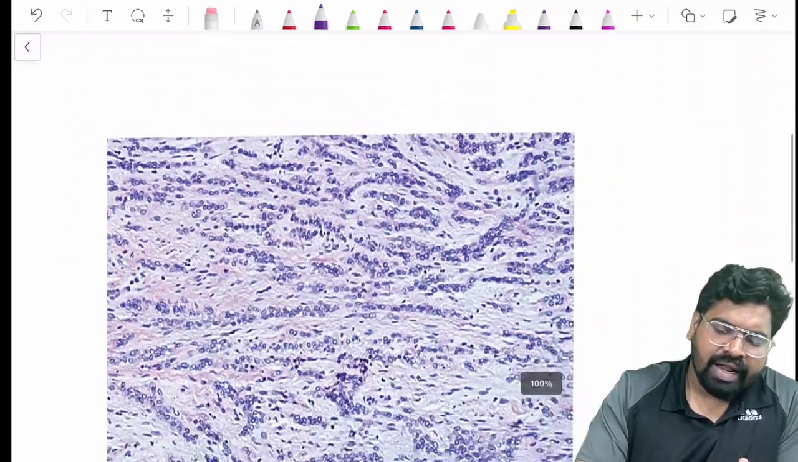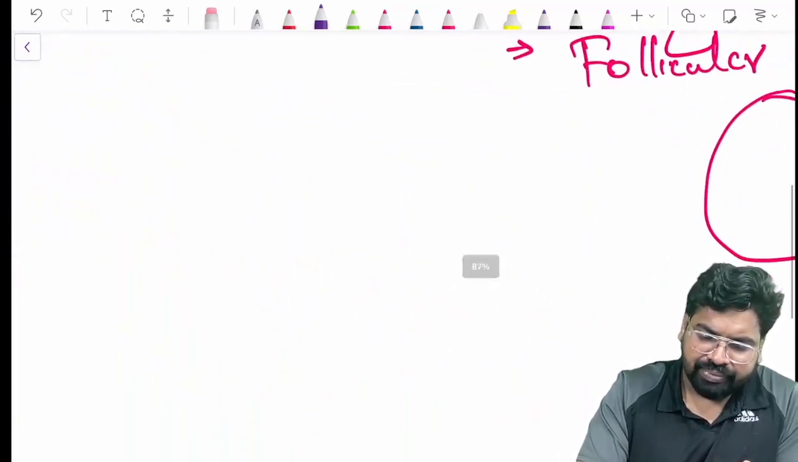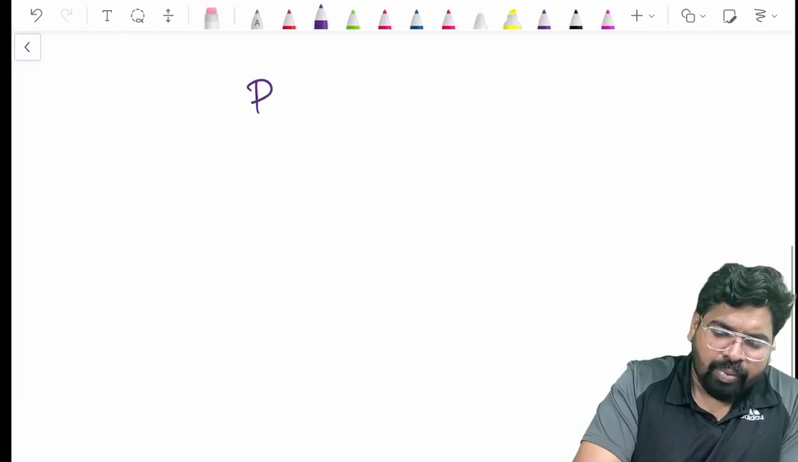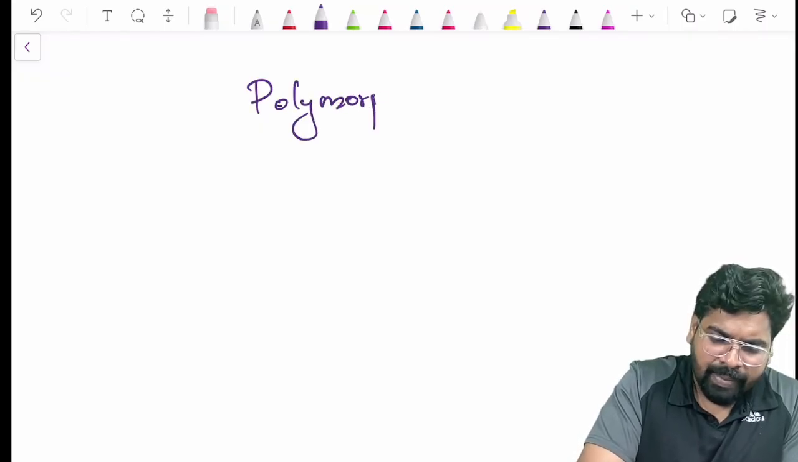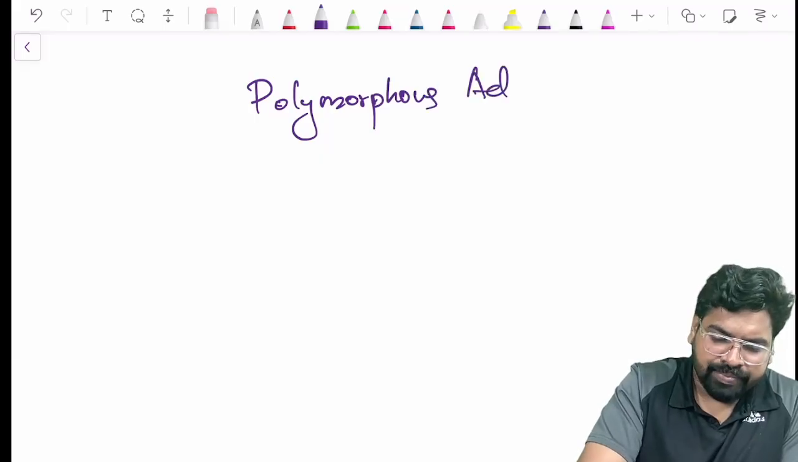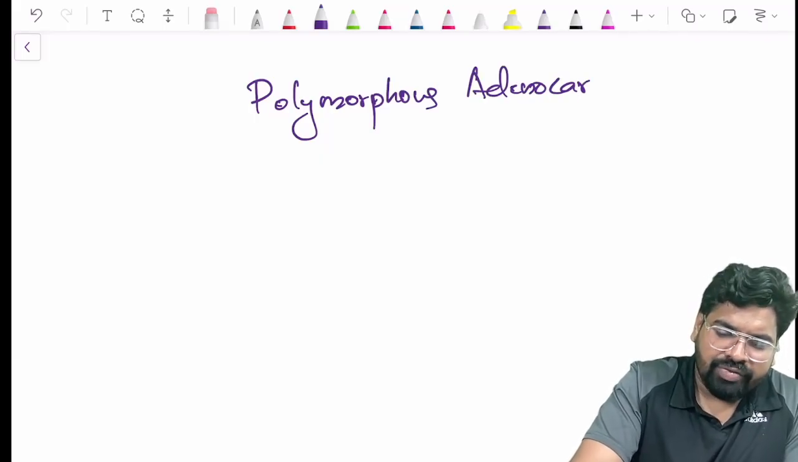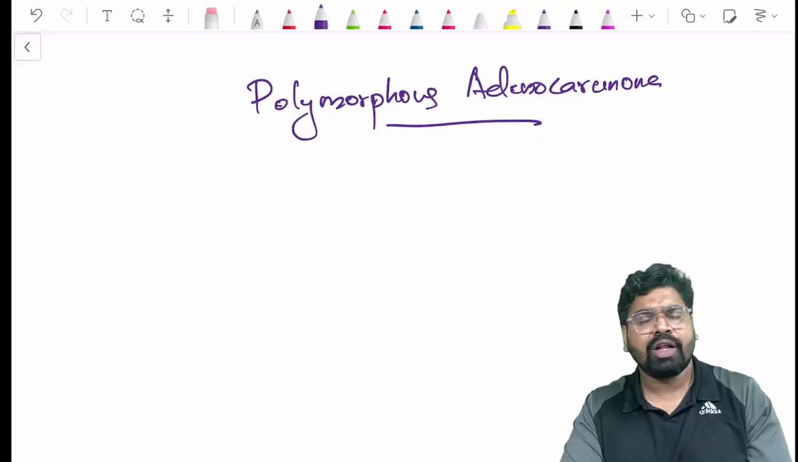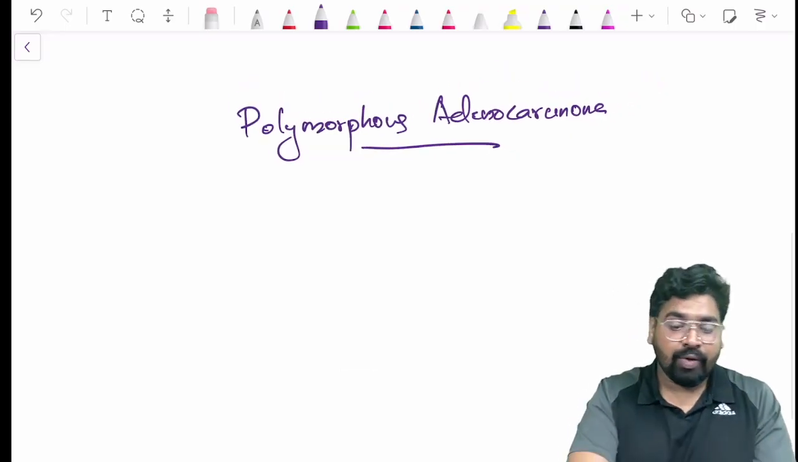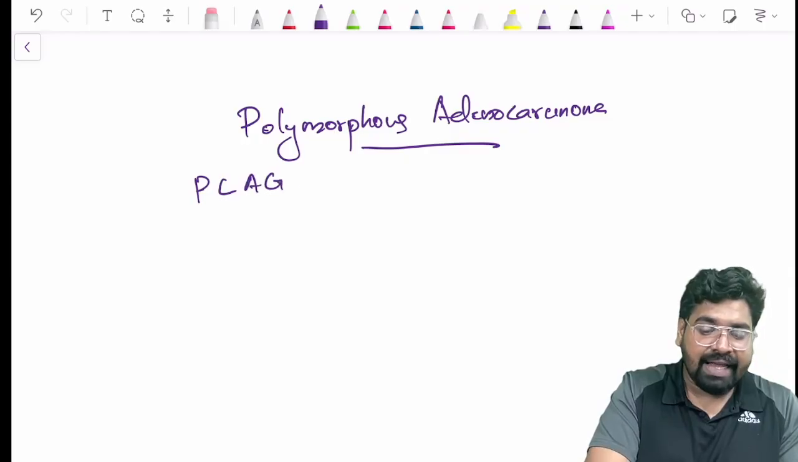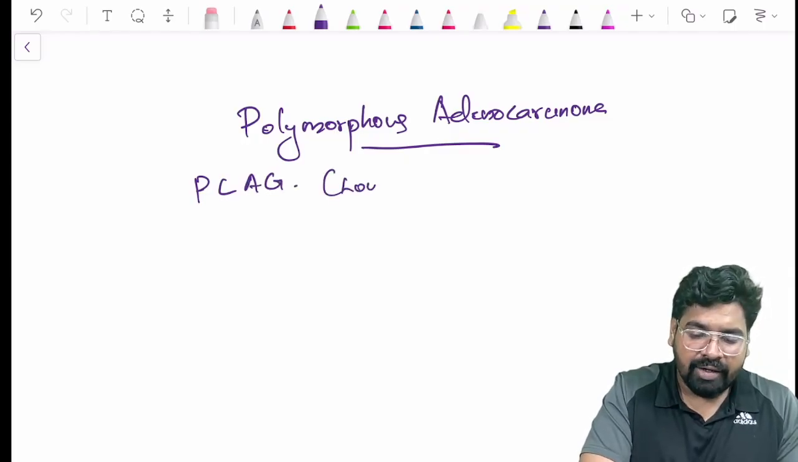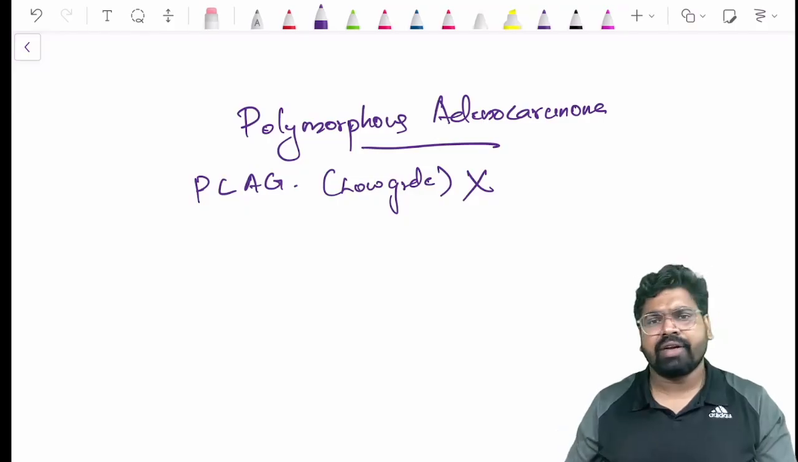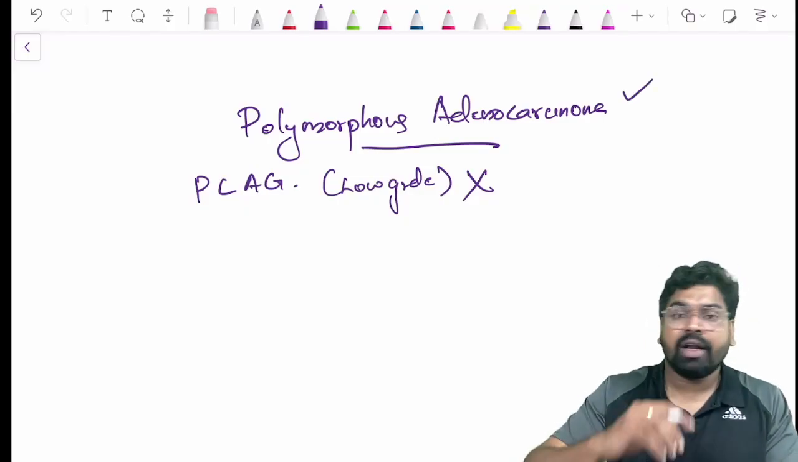Now I will go to the next tumor that I have to discuss, which is called polymorphous adenocarcinoma. The previous term was polymorphous low grade adenocarcinoma, PLGA. There was a term called low grade. Now that term is not used; it is removed. The present term is polymorphous adenocarcinoma.